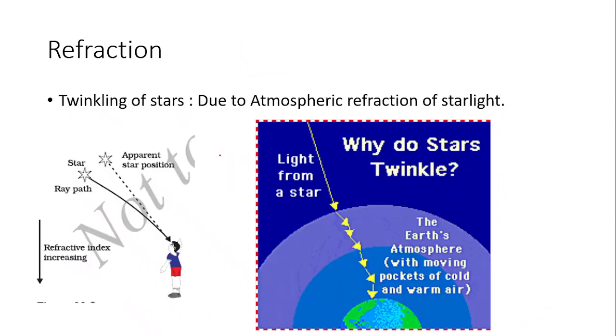Refraction. Twinkling of stars, again because of refraction. In the atmosphere there is a refraction of starlight. For example, the star is here, the ray is supposed to come here, but because of the atmosphere it bends here. Light is coming from the star straight, but when it enters the atmosphere it might bend like this, bend like this, in different ways it keeps on bending. Because of that we see the twinkling of stars, because of atmospheric refraction of starlight.